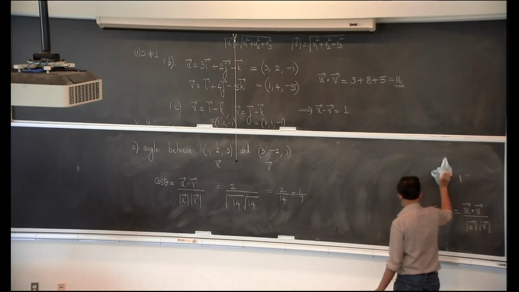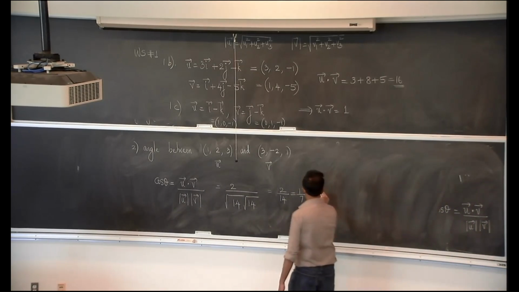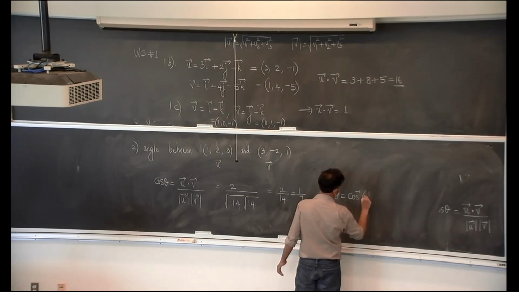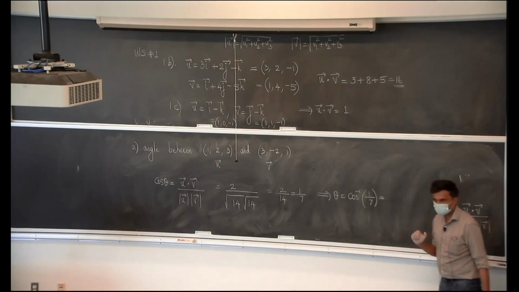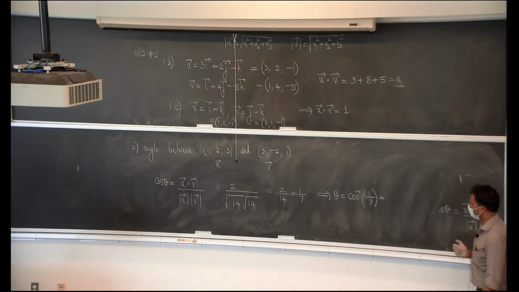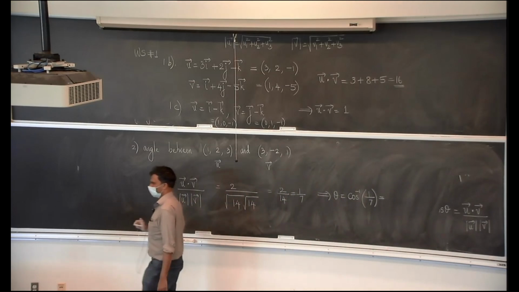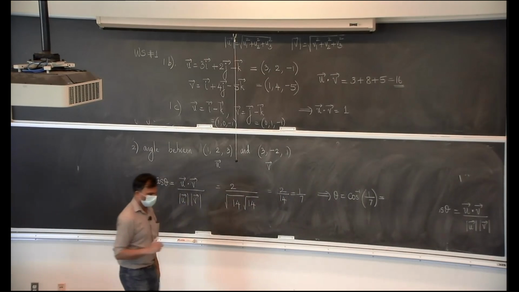I don't think that's a famous angle. You have to look up the calculator and see what it is. So theta is inverse cosine of 1/7. And who is going to help me with this? All right, I already have an answer, 81.79 degrees. What do you get?